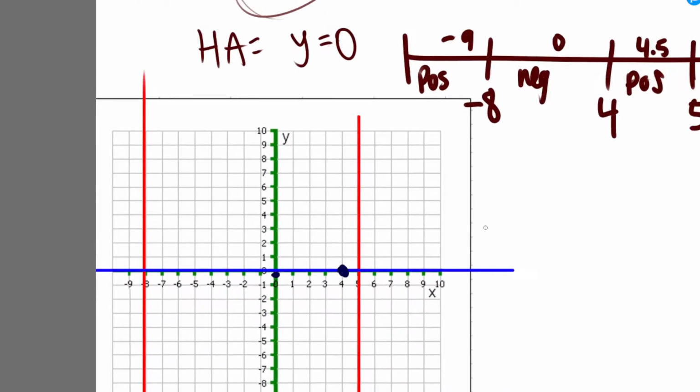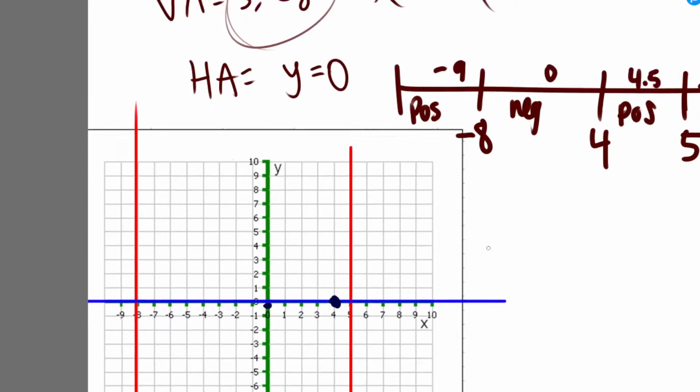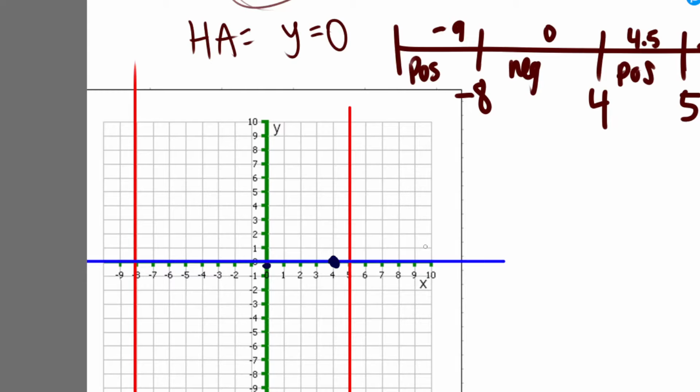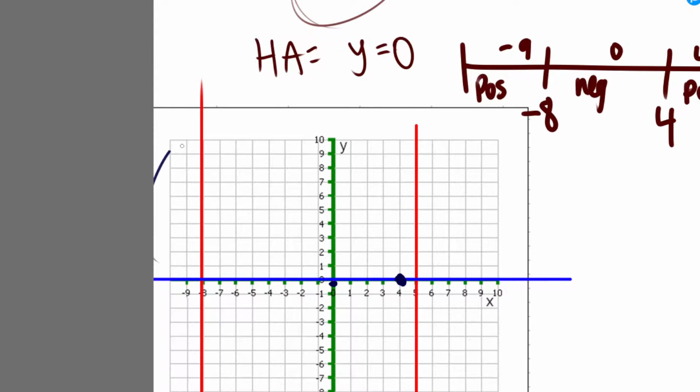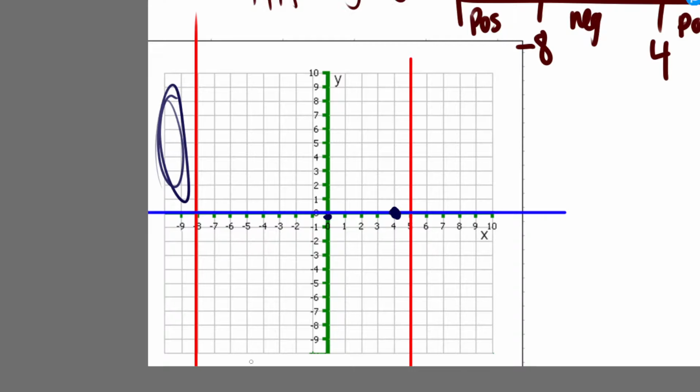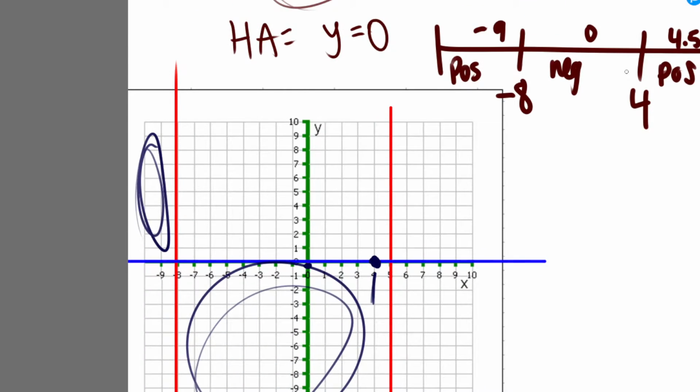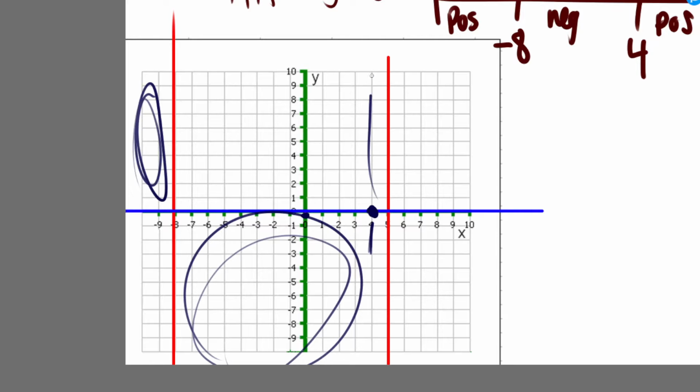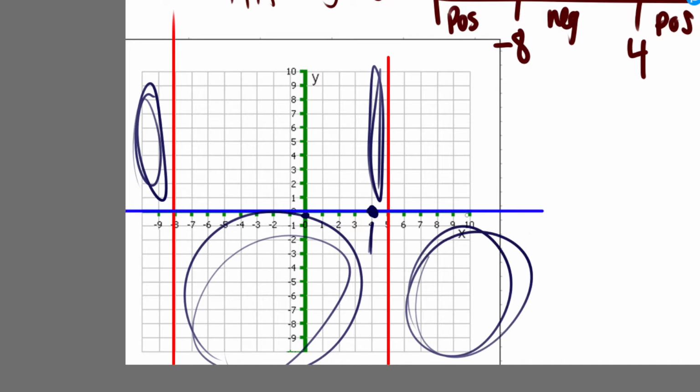Now we want to make some educated guesses on what our graph is going to look like. You don't have to do things perfectly. It's totally fine not to. But we know this quadrant's going to be positive. It's going to be above our horizontal asymptote because we had a positive value for that. We know that this quadrant up to about here is going to be negative, below the x-intercept. This quadrant here is going to be positive, and this quadrant here is going to be negative.